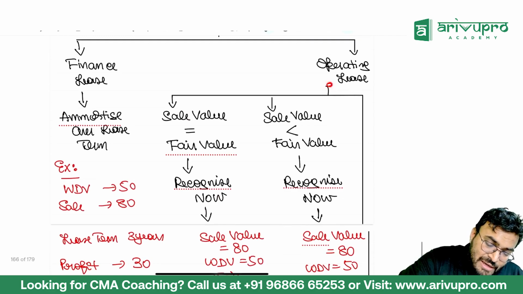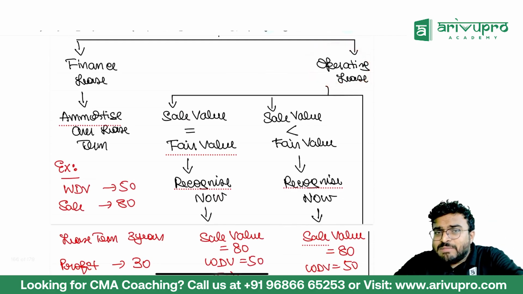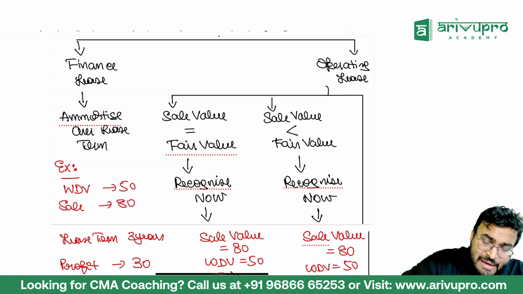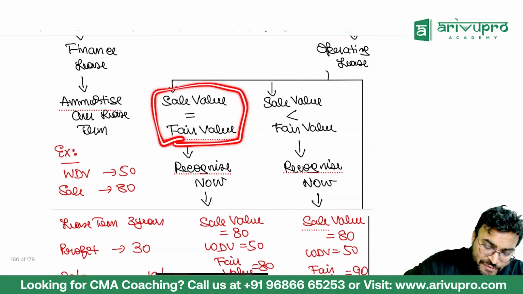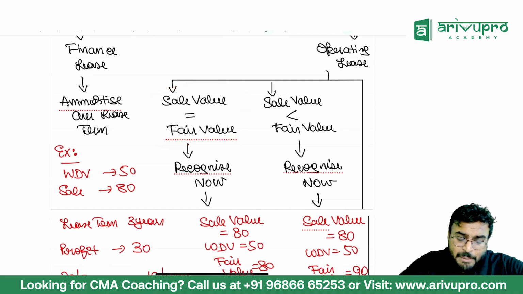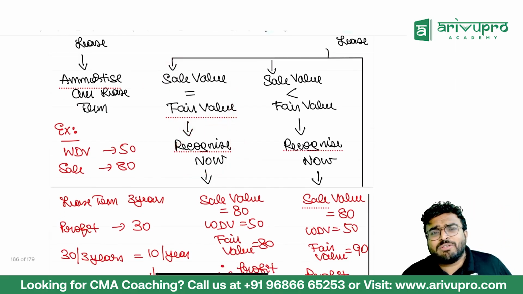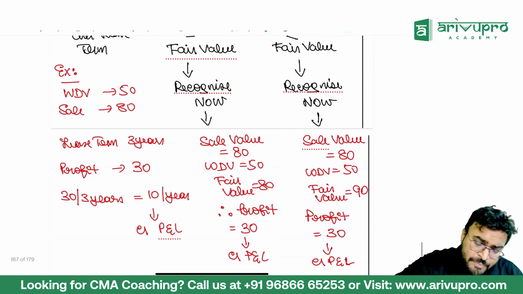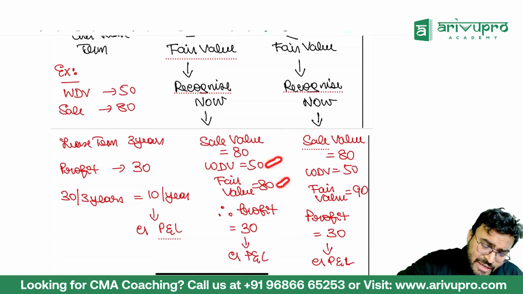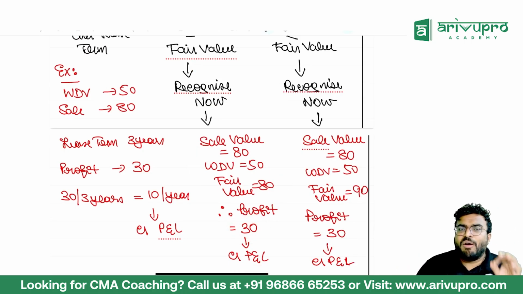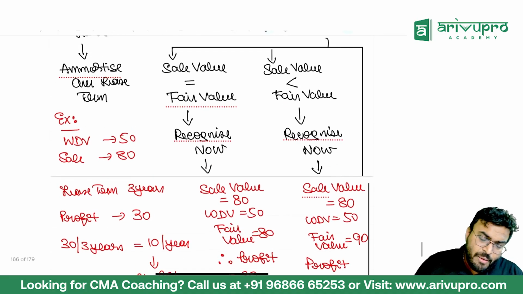Now, if the sale is done and the leaseback is an operating lease, and the sale value is equal to the fair value, you have sold at the market price only, then no problem, recognize now. Recognize now means you sold at the correct value. Sale is 80, WDV is 50, fair value is 80. You have sold it at fair value. The profit of 30, directly you credit it to P&L.